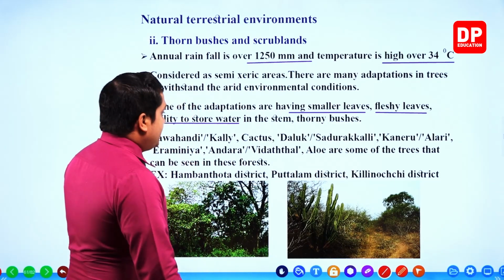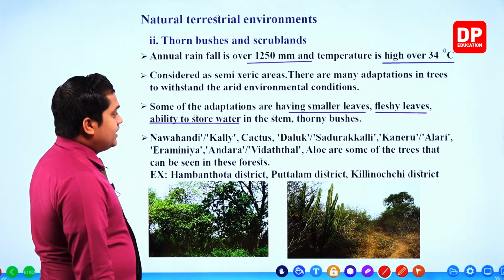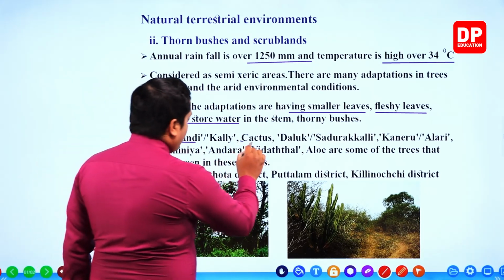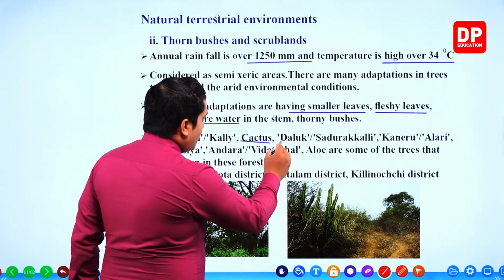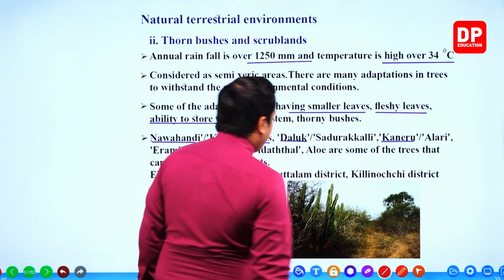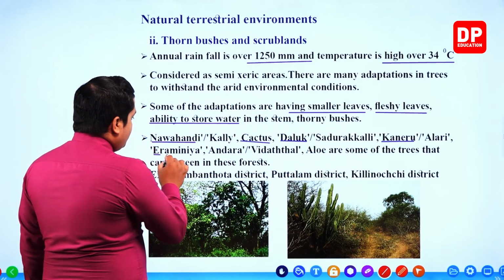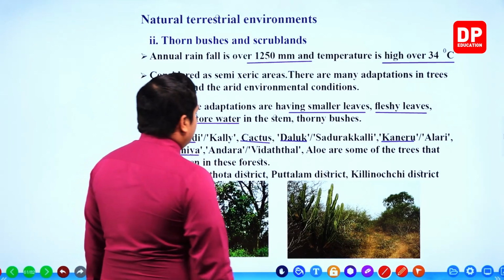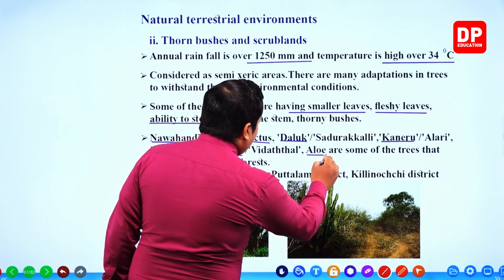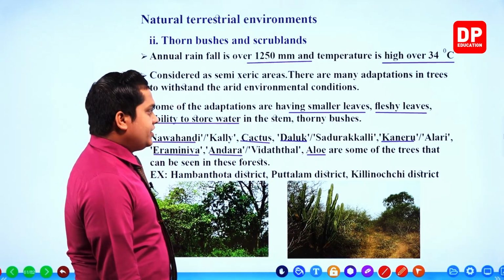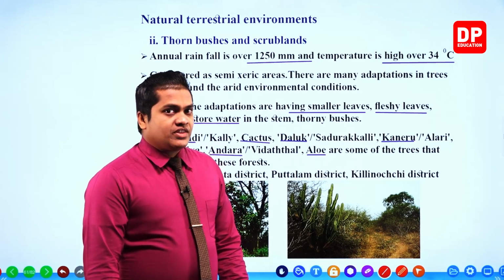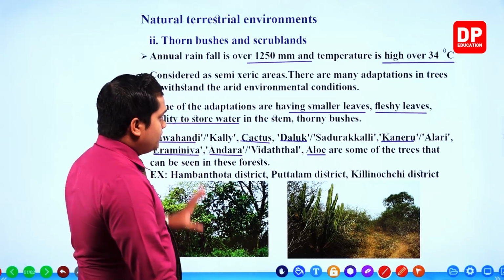Then it is given Navahandi cactus, Daluk, Kaneru, Ereminia, Andara, Alloy are some of the trees that can be seen in this forest. So within this forest, my dear children, we can observe these plants.